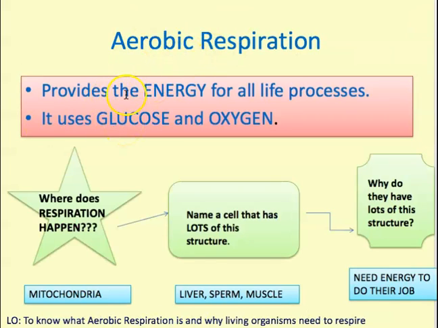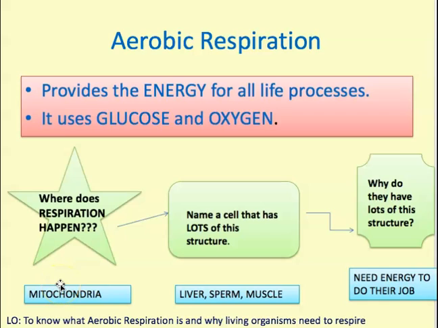Aerobic respiration provides the energy for all life processes. It uses glucose and oxygen, because they're the two reactants that were at the left-hand side of our equation. Now, I've already mentioned this, but here it is in writing. Where does respiration happen? It happens in the mitochondria.